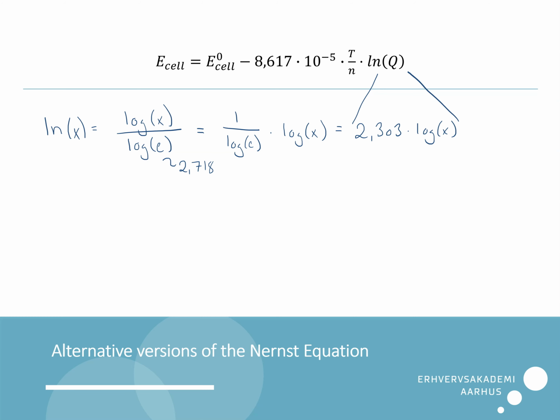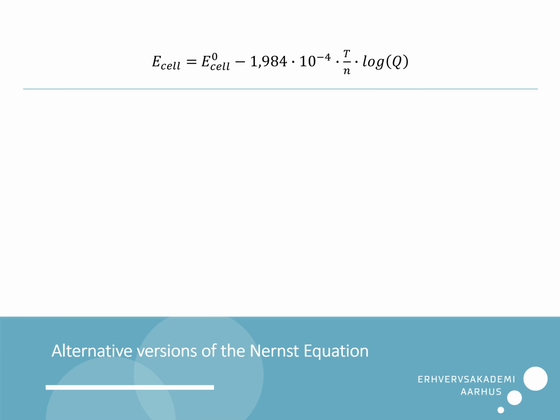Now 2.303 is just another constant that we can incorporate into this constant term just by multiplication, because there's a multiplication sign here. So our new equation becomes E cell equal to E0 cell minus 8.617 times 10 to the -5 multiplied by 2.303, which is equal to 1.984 times 10 to the -4. And then we still need to multiply by T divided by n and by log Q now.